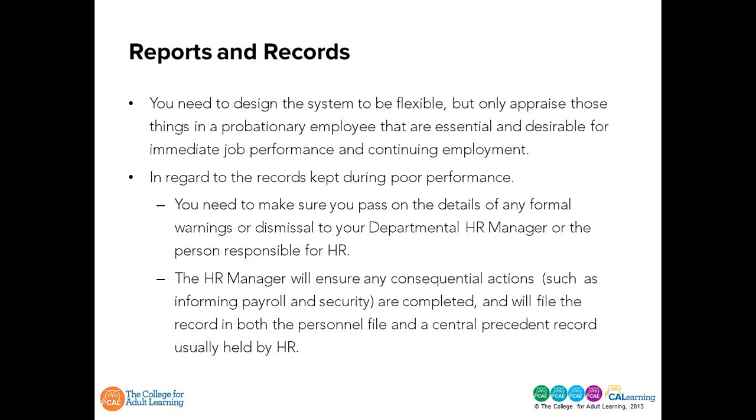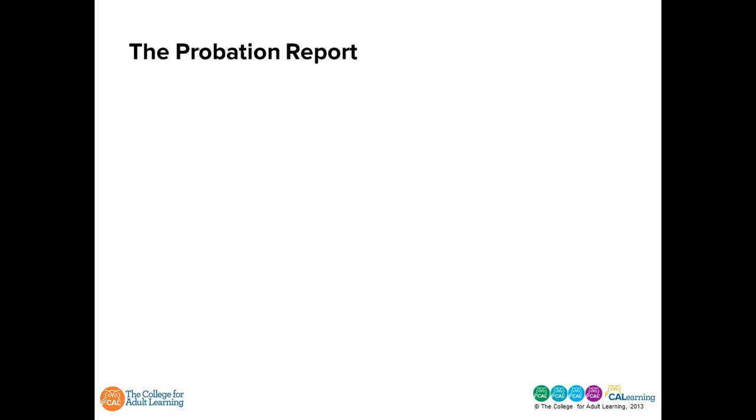Now, in regard to the records kept during poor performance, you'd need to make sure you pass on the details of any formal warnings or dismissal to your department HR manager or the person responsible for HR. The HR manager will ensure that any consequential actions, such as informing payroll and security, etc., are completed, and then file the record in both the personnel file and the central records, which are usually held by HR. The next point I'd like to make is a probation report.